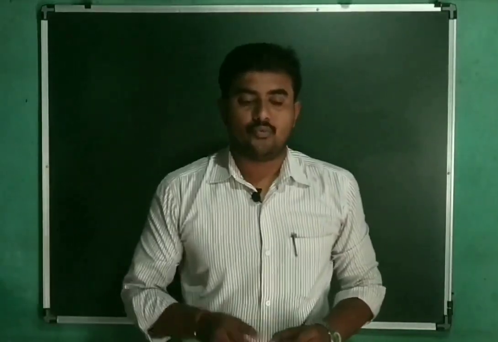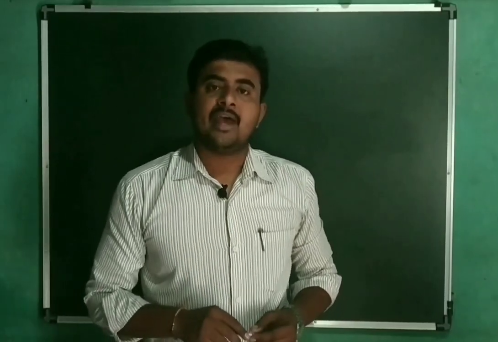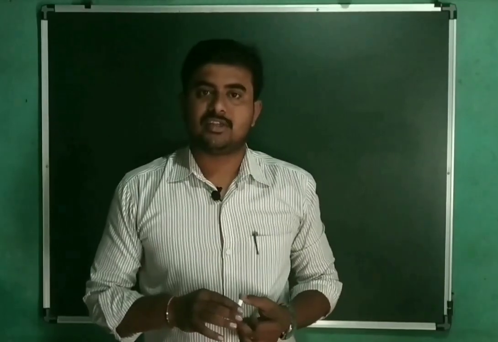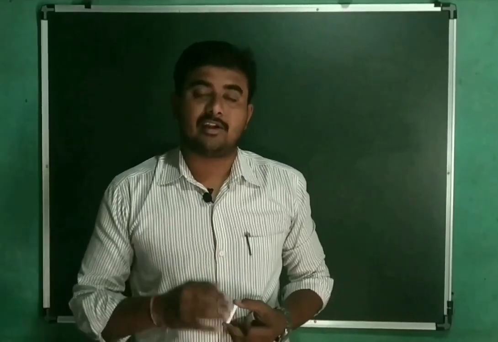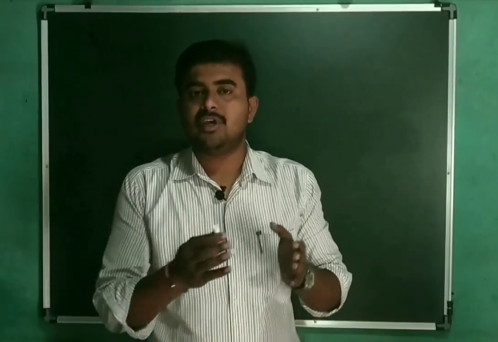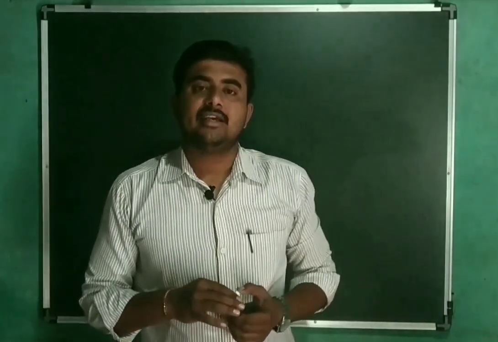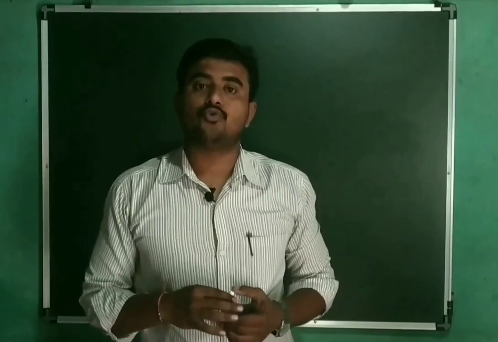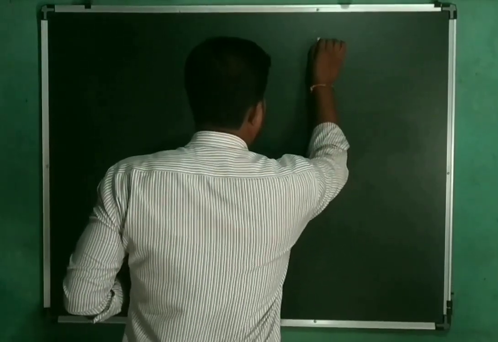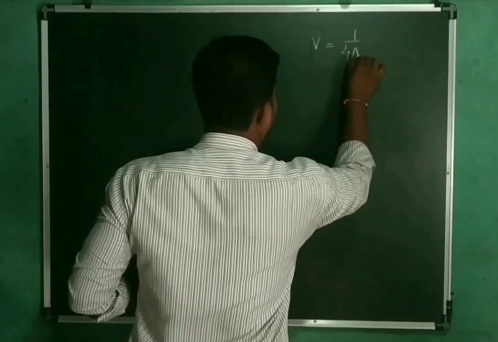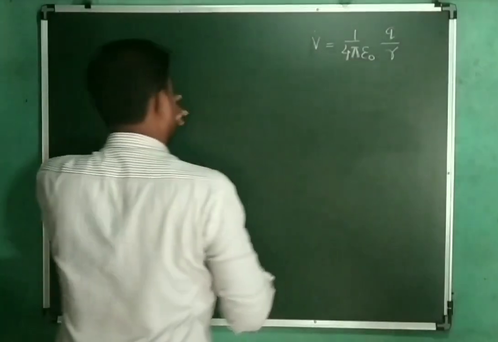In our previous video, we have already started a new chapter of class 12, that is electric potential and capacitance. Some of the important concepts we discussed were electric potential difference and electric potential energy. At the end of the video, we derived one important derivation, and that is electric potential due to a point charge. That derivation was V is equal to 1 divided by 4 pi epsilon naught Q divided by R.